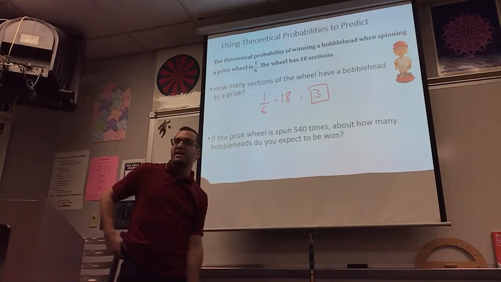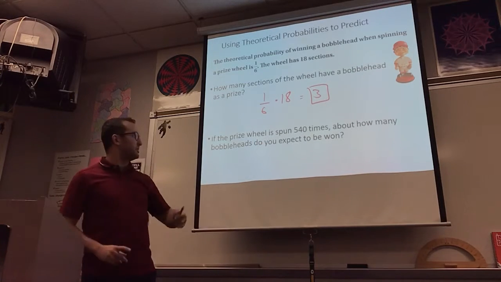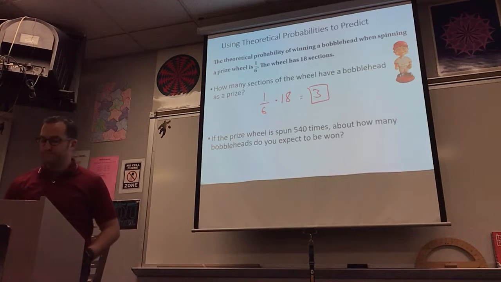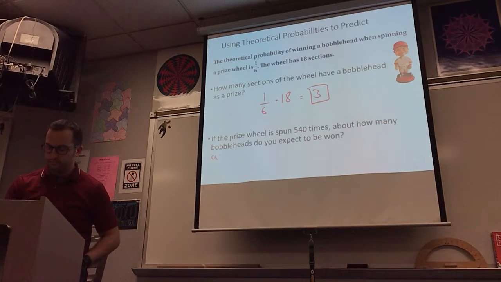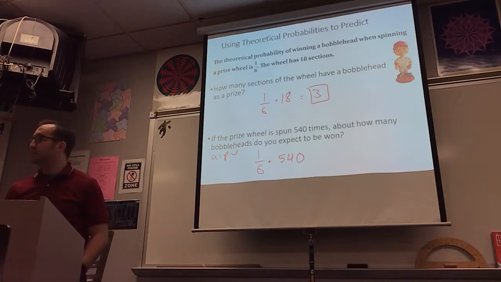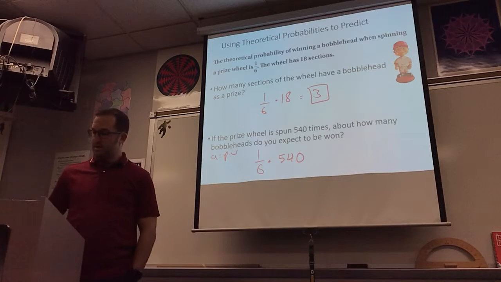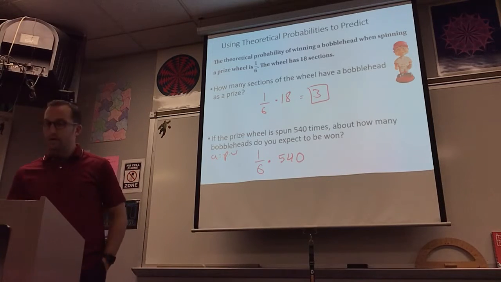The prize wheel is spun 540 times. About how many bobbleheads do you expect to be won? What's the probability of getting a bobblehead? 1/6. How many times is it being spun? 540. I'm going to tell you right now, this question would be given to you without a calculator. This would be a no calculator question on your test. So do this one without a calculator.